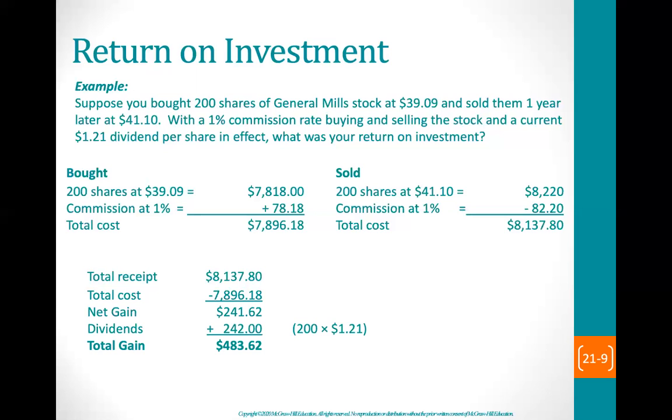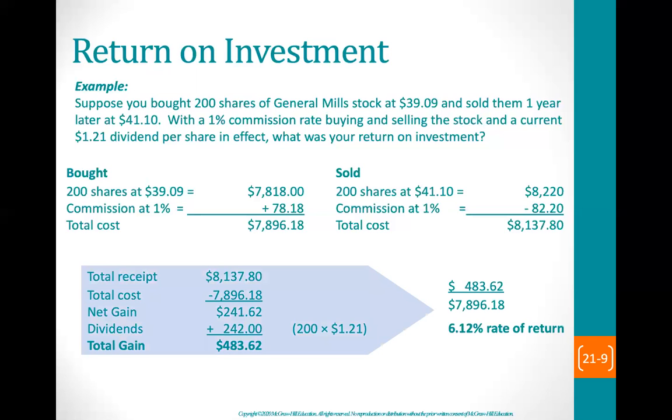So we can calculate our return on our investment by saying we had a gain of $483.62 over our cost of $7,896.18. Our rate of return is 6.12%. Our top is our portion, our base, figuring our rate of return.